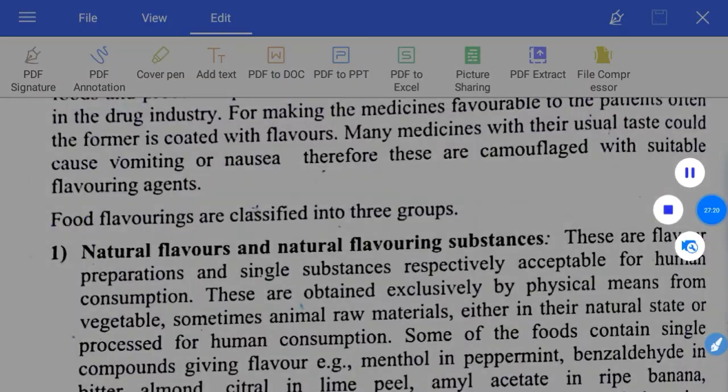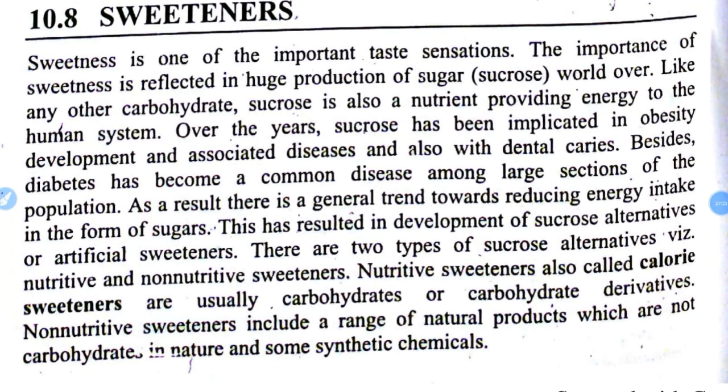So the next class is sweeteners, artificial sweeteners or natural sweeteners. These are also one group of food additives, and sucrose is used widely as a sweetener because it has a pleasant sensation of taste. But this sucrose has some health effects, because obesity and diabetic diseases are developed. That's why sweeteners are developed.